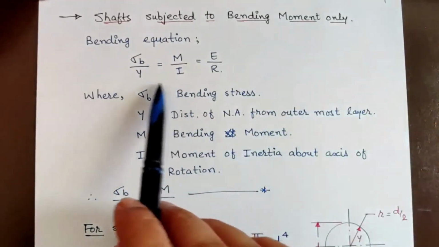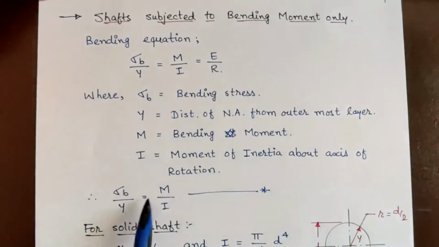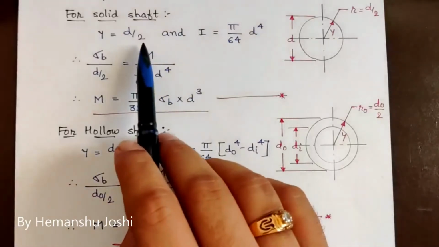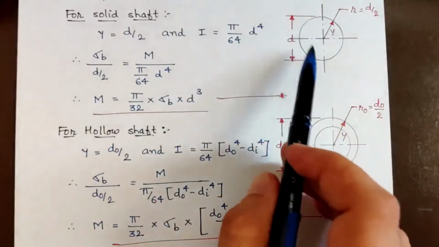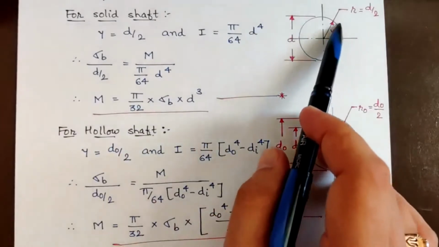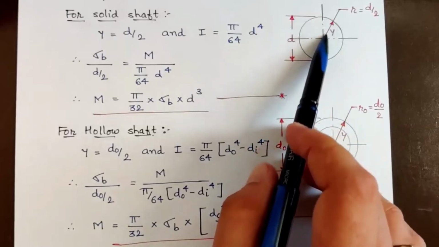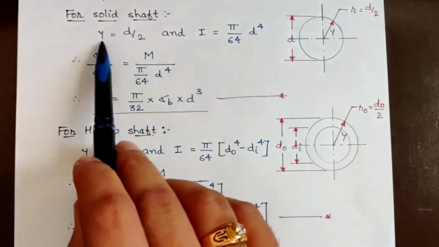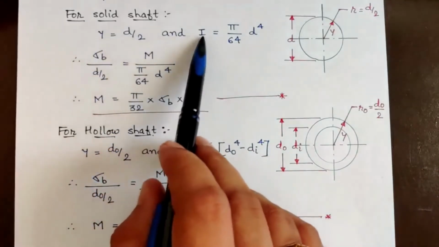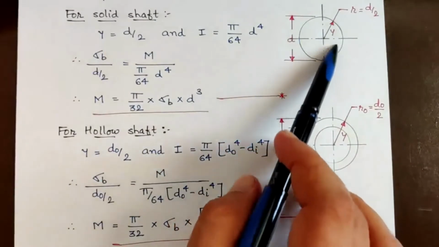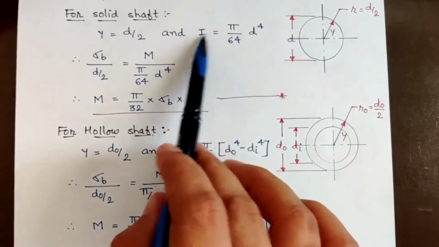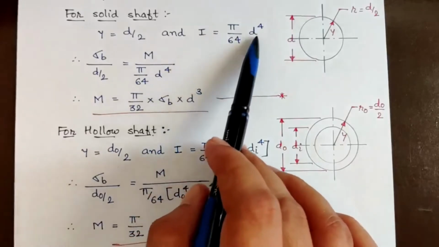But we will use only the first two terms, that is sigma b by y is equal to M by I. Now again this theory will be divided in two portions, that is for solid shaft and for hollow shaft. For a solid shaft, let us consider a cross-sectional area having diameter d. So the distance of the extreme layer from neutral axis or axis of rotation will be the radius r, that is d by 2. So y is equal to d by 2, and I, the moment of inertia for this circular cross-sectional area, will be pi by 64 into d raised to 4.